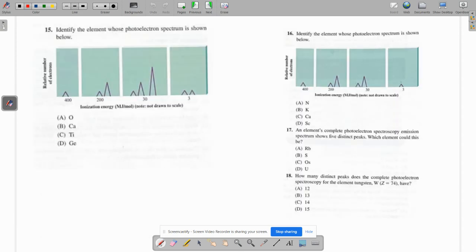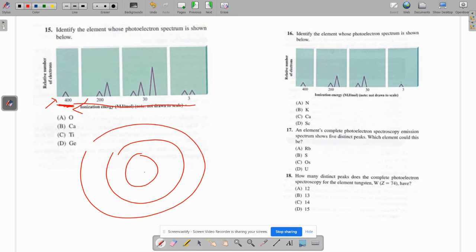All right, let's see what else we got. So now, speaking of PES, the next couple of questions have to do with that. Anytime I do one of these problems, I just go ahead and label what we're looking at here. Remember, the energy increases this way. This peak right here will always be the one with electrons that are hardest to remove, meaning closest to the nucleus. So if you're looking at your typical atom, the most energetic peak is coming from the first energy level. So that's 1s2, and then along the line, 2s2, 2p6, just going in order.